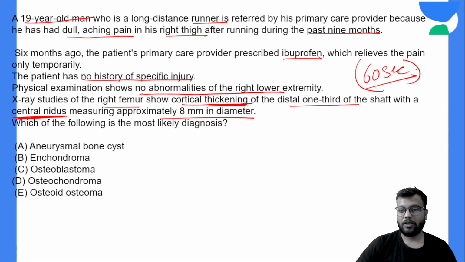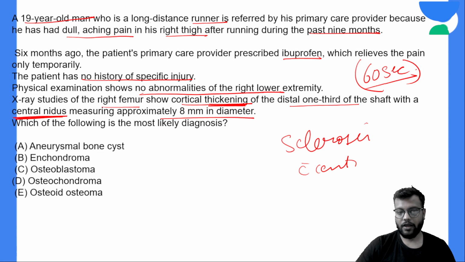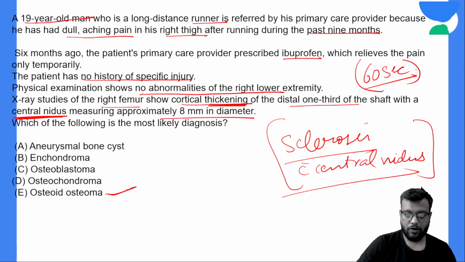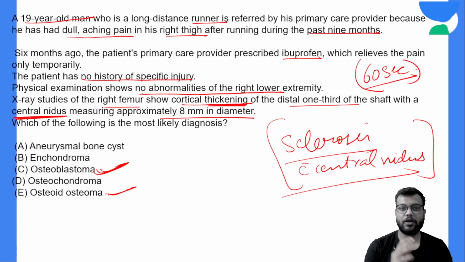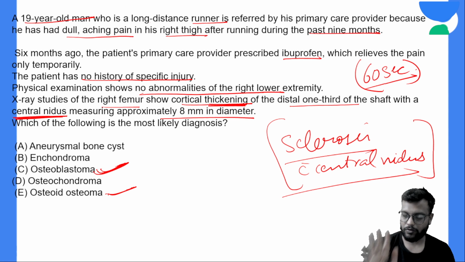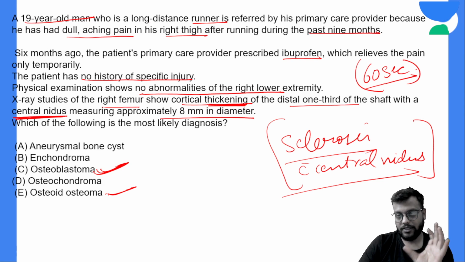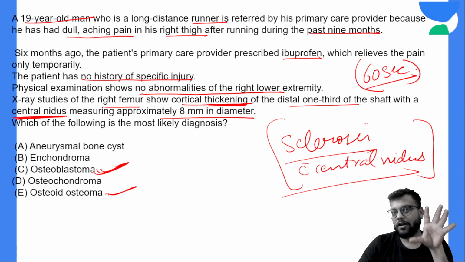So cortical thickening, that is sclerosis, with central nidus. All this picture is a benign tumor, either osteoid osteoma or osteoblastoma. This is the typical x-ray presentation. The history can be common to all, because almost every tumor in the options presents like this. So either osteoblastoma or osteoid osteoma, because both have a similar x-ray presentation, that is sclerotic margin with a central nidus.